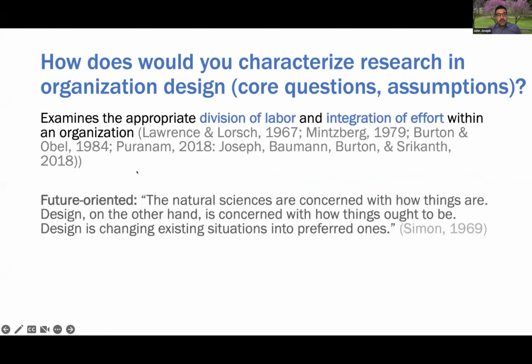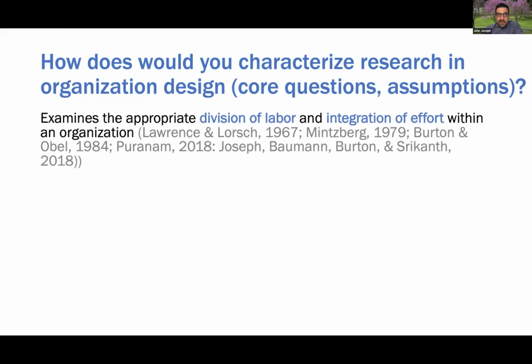Let me characterize the basic question here. And I'm guessing this is going to come up a lot: org design examines the appropriate division of labor and integration of effort in an organization. Others, Phanish and Oliver and colleagues and Marcus, have expanded on this, but ultimately I think it comes down to differentiation and integration.